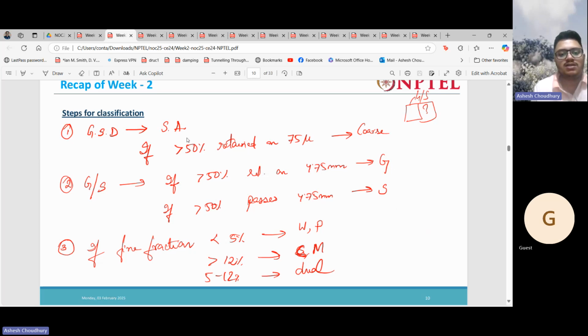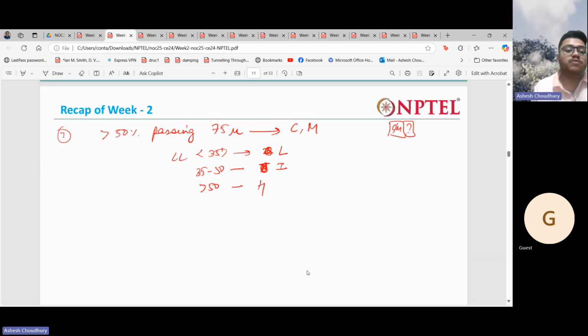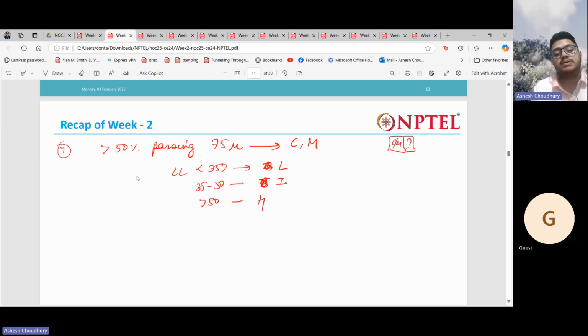Now, if the fine fraction in this coarse soil is less than 5%, then the suffix will be either well graded or poorly graded. If it's greater than 12% fine fraction, then you have to use clayey or silty as the suffix. And if the fine fraction is 5 to 12%, then you have to use a dual classification. Now, if more than 50% of the soil is passing through the 75 micron sieve, then the prefix will be either clay or silt, and in the suffix you will have L, I, or H: low, intermediate, or high.